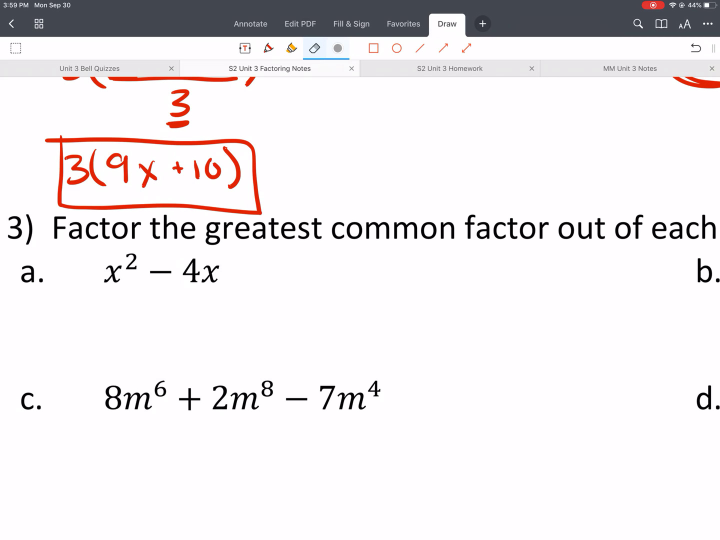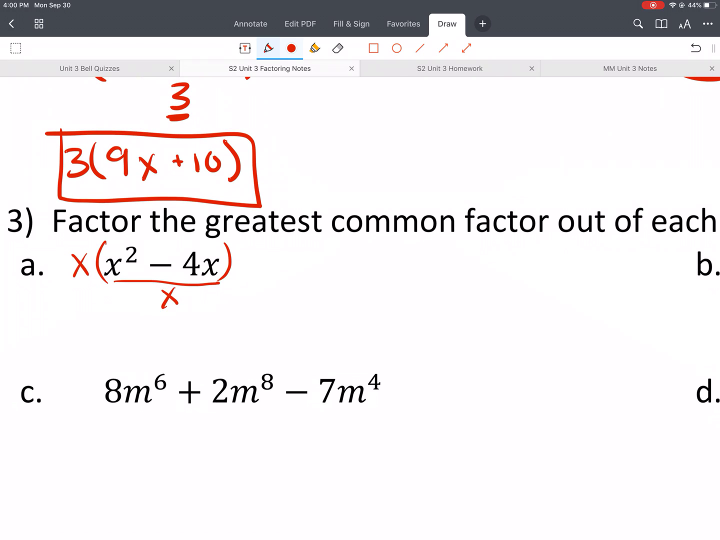So these ones are the same sort of thing, except the GCF is going to be our variable. How many x's for A can we take out? There are 2 x's here, this is like x times x, and here we have 1 x, so we can only take out 1 x from both of those. So our GCF is going to be an x, and then we'll divide by an x.